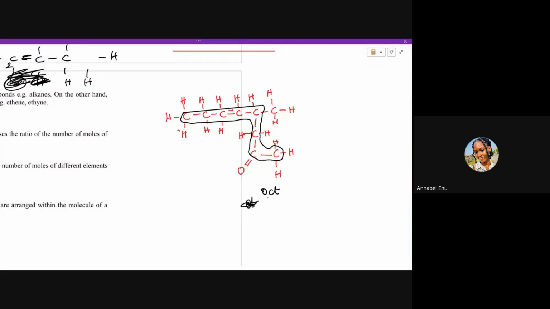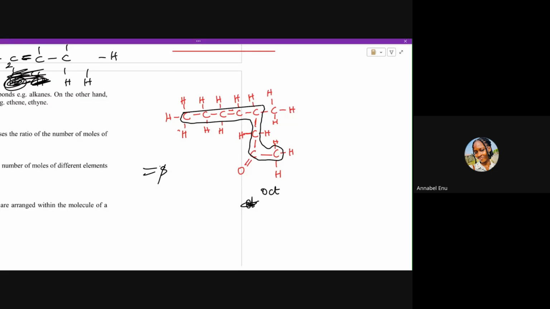What's the functional group we see here? What's the functional group in this structure? Double bond, then... Good. Double bond and then alcohol, OH. No, I know what you're saying, but that's not double bond. Double bond is for alkene.